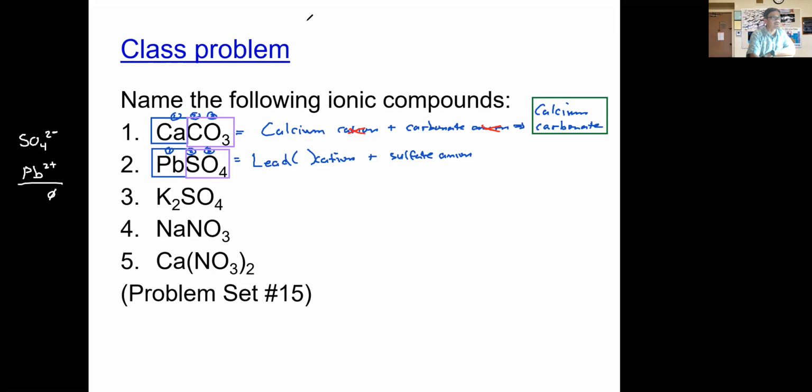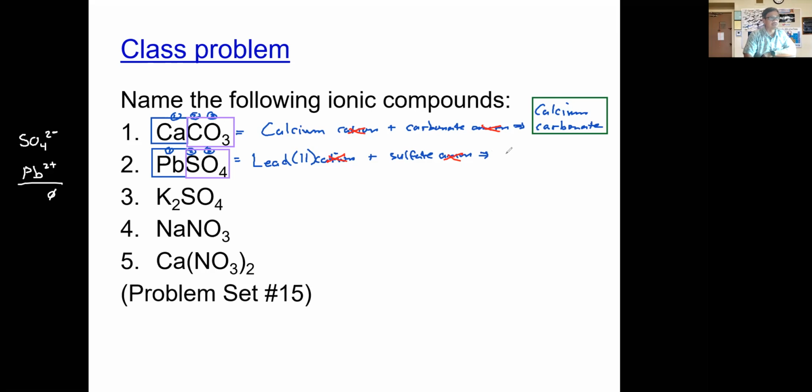Okay, so the lead is a 2+ charge, which means in parentheses here, we're going to include the Roman numeral 2. So keep that in mind, you guys, you've got to make sure you remember that. The last thing we want to do in order to write down the name is drop the term cation, drop the term anion.